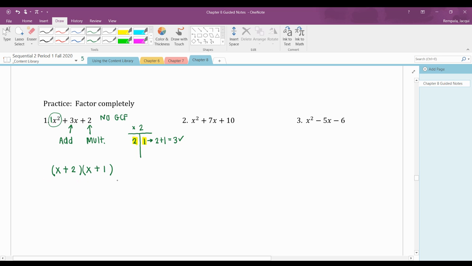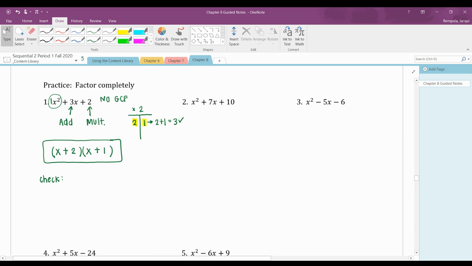Because if I wanted to know, do I really have the correct answer? Well, now we could do what we've been doing prior to factoring, and that was multiplying. If I have a binomial times a binomial, I could always check to make sure that I get back to what I originally had by doing some multiplication. So I could either distribute or I could do the box method. So let's say I did the box method because it's a binomial times a binomial.